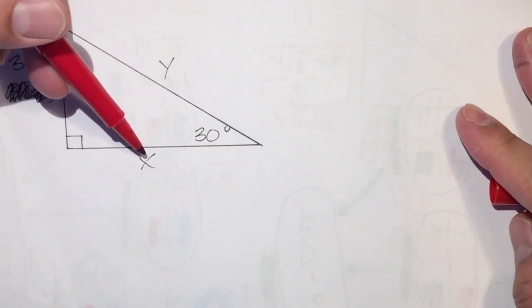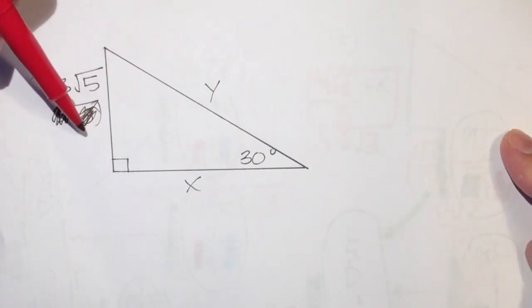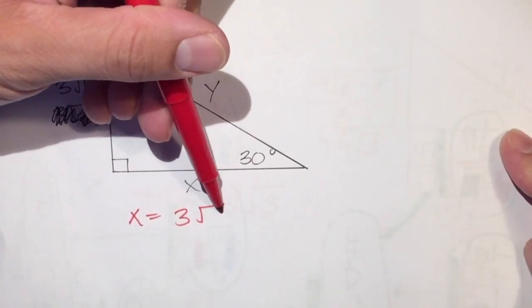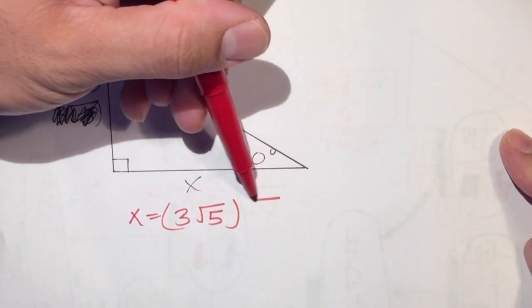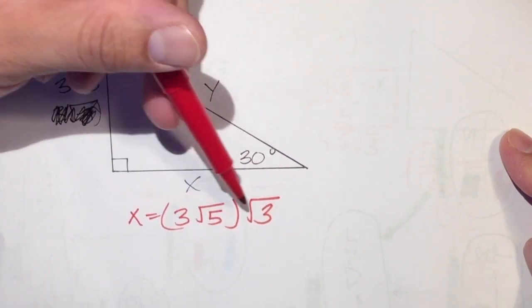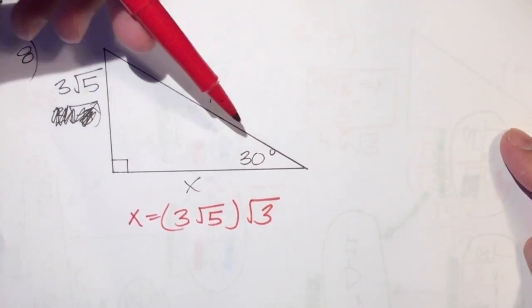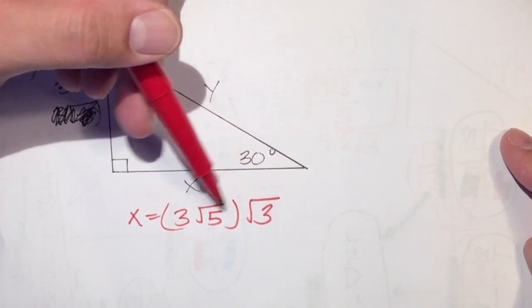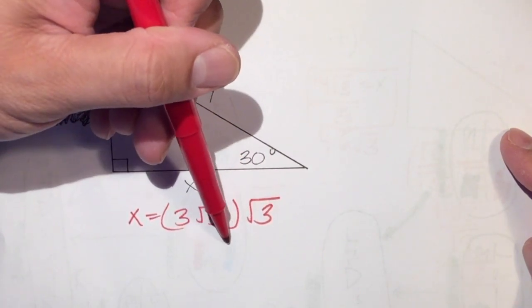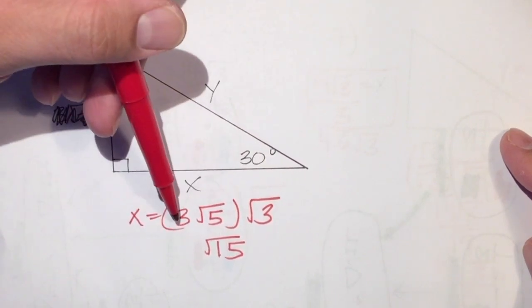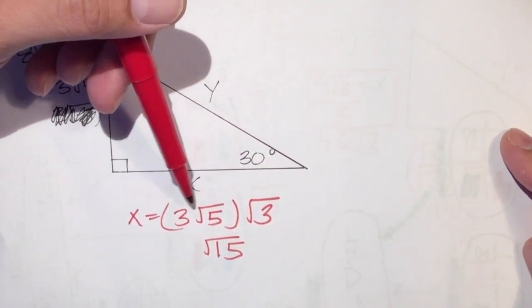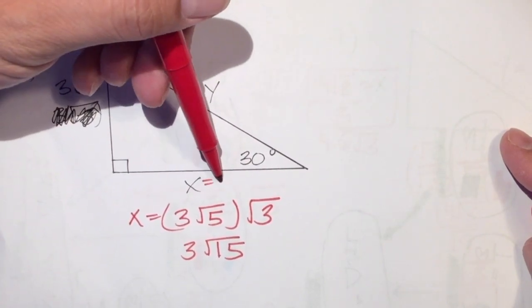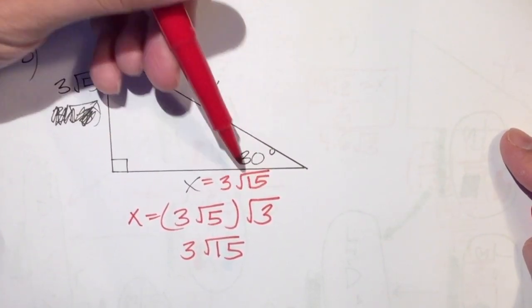Okay, we know that this is the middle side. The middle side is just the short side times radical 3. Short side times radical 3. This is a radical, this is a radical. Let's multiply the radicals. Radical 5 times radical 3 is radical 15. The 3 doesn't multiply to anything, so it's just 3 radical 15. Boom, there's your answer for the middle side.